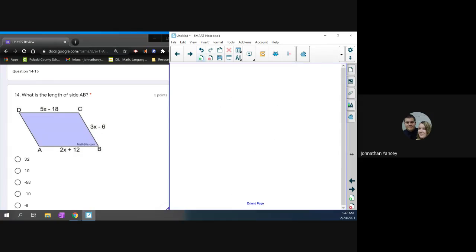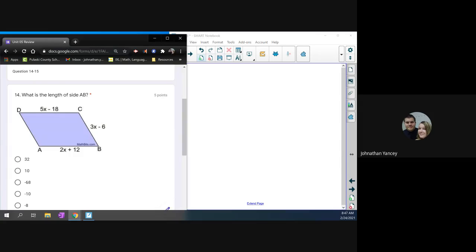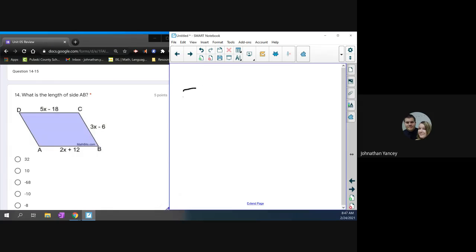Now, this problem right here says what is the length of side AB? AB is this bottom side here. Now, parallelograms, opposite sides are congruent, okay? And we only have to have two things to compare. So what that basically means is this 3x plus 6 here, we don't need at all. Just ignore it. It's just extra information we do not need. What we do need is the 5x minus 18 and the 2x plus 12, because those are on opposite sides of the shape, and we know we can compare them.